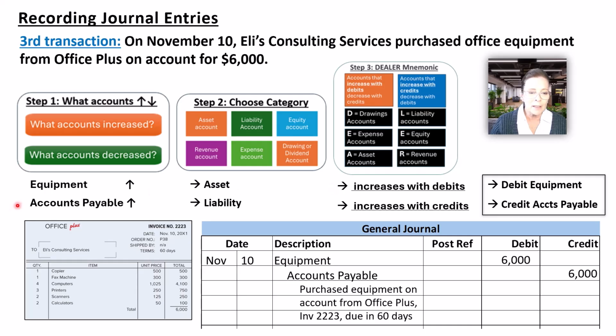We also said that accounts payable increased. Accounts payable are a liability, and when liabilities increase, they increase with credits. So we credit accounts payable. And we're now ready to record the journal entry.